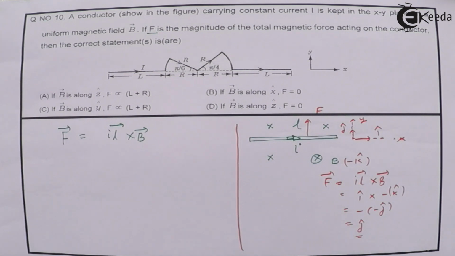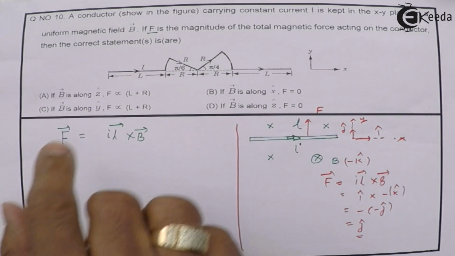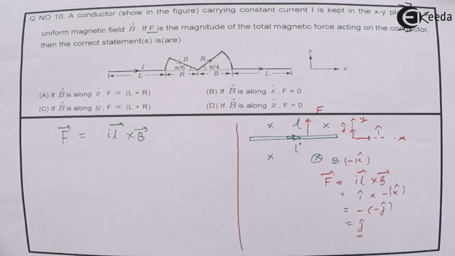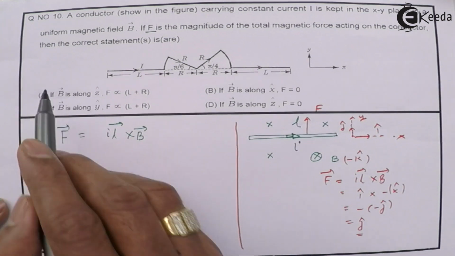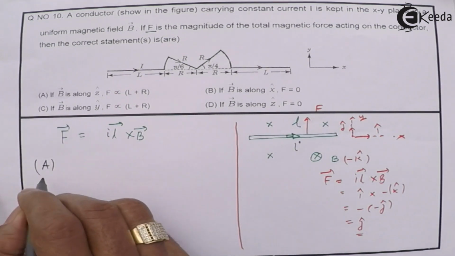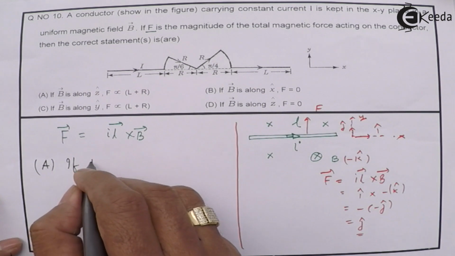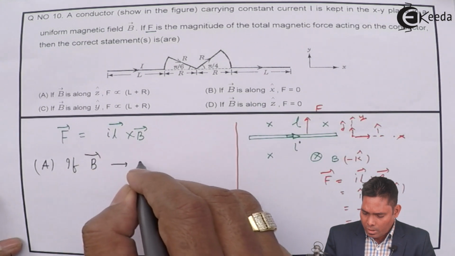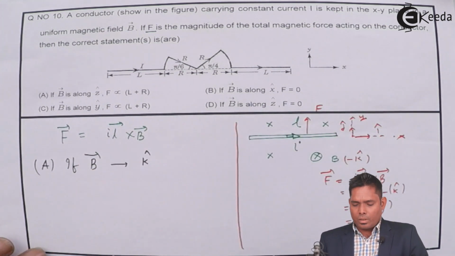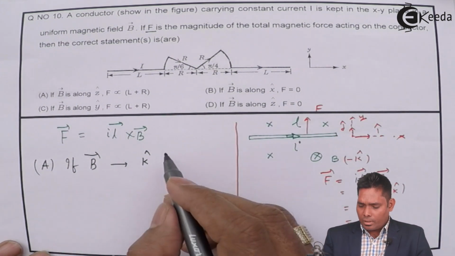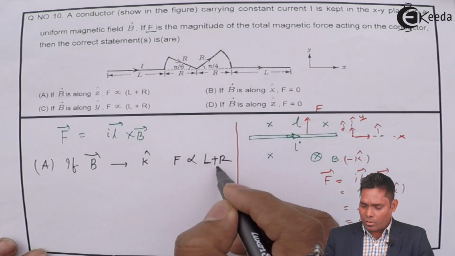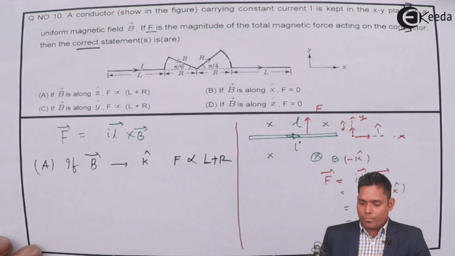Now in this situation we have a few conductors, 1, 2, 3, 4 like that. So we will find the total effective length of this conductor. Now first we will check all the options. Option 1 says if B is along the z-axis, that means B is along the k cap direction. Then it says that the force is proportional to L plus R. Whether this is correct or not, you have to check.